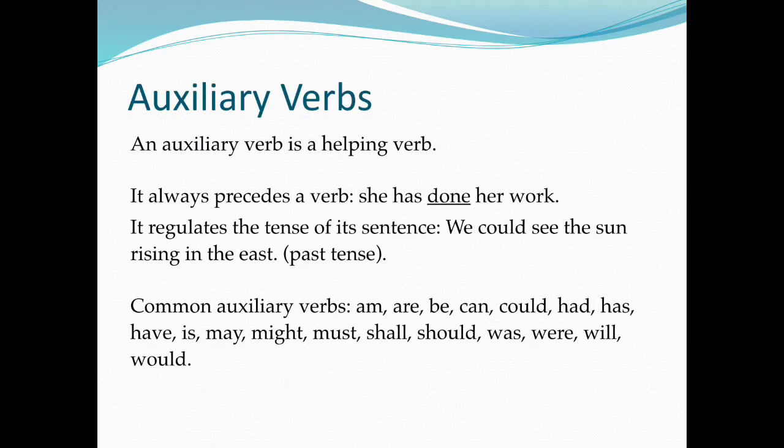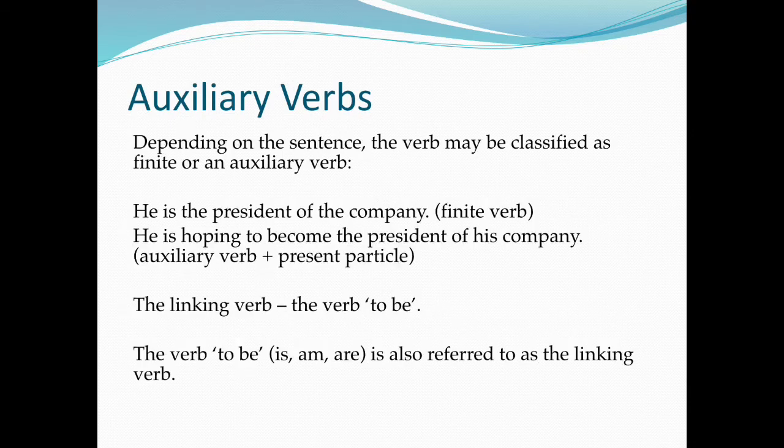Auxiliary verbs. An auxiliary verb is a helping verb. It always precedes a verb. She has done her work. It regulates the tense of the sentence. We could see the sun rising in the east. Past tense. Common auxiliary verbs: am, are, be, can, could, had, has, have, is, may, might, must, shall, should, was, were, will, would.